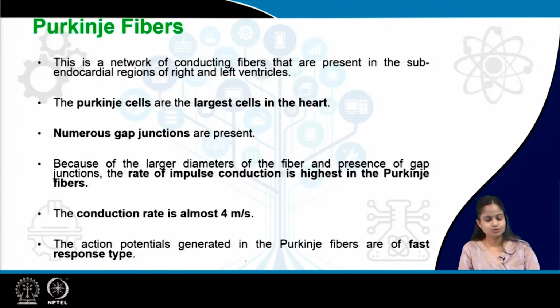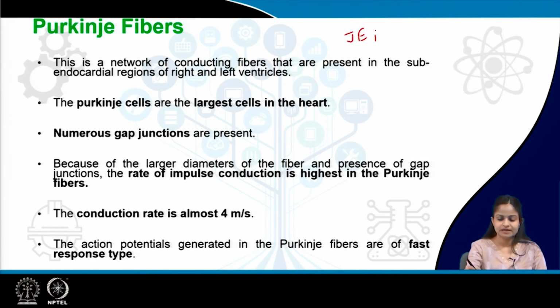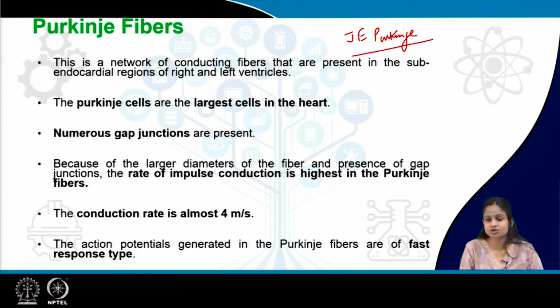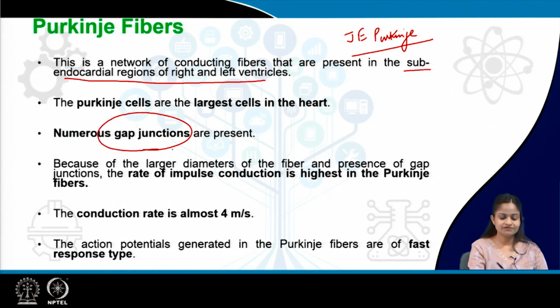So, next we come to the Purkinje fibers. Purkinje cells are the largest cells in the heart. They were discovered by the scientist Johann Purkinje, who discovered Purkinje fibers in the heart as well as Purkinje cells in the cerebellum. This is a network of fast conducting fibers present in the subendocardial regions of the right and the left ventricle. Numerous gap junctions are present. This is one of the reasons for the fast conduction of the Purkinje fibers.